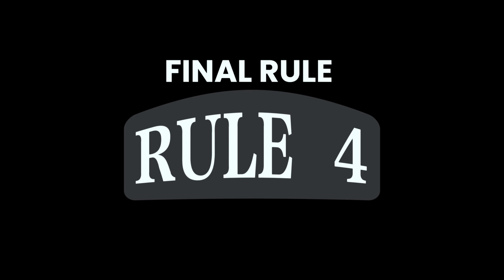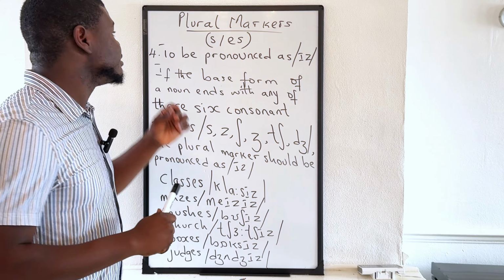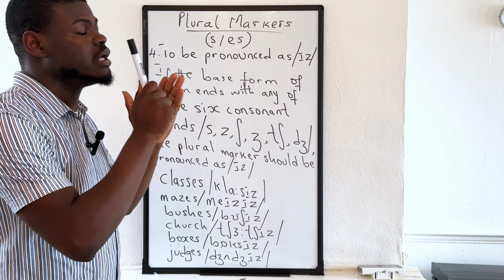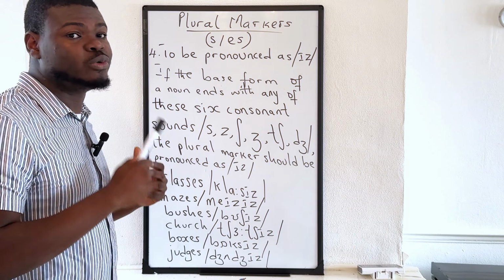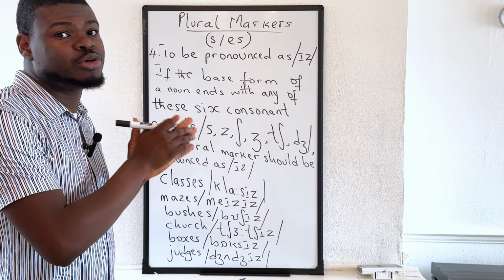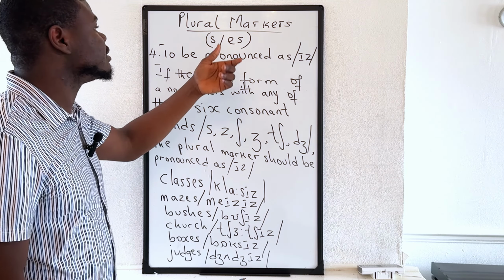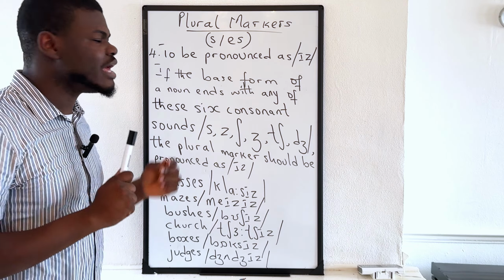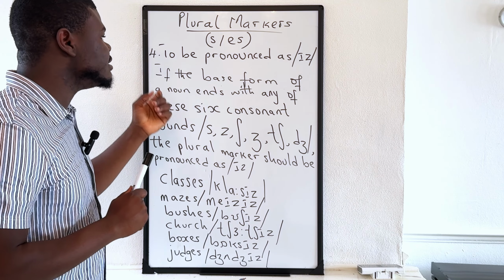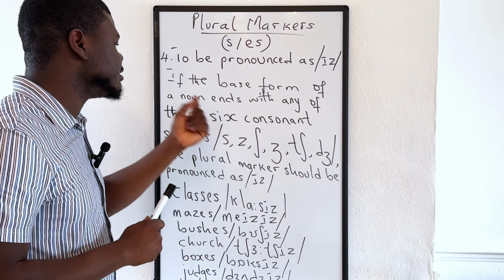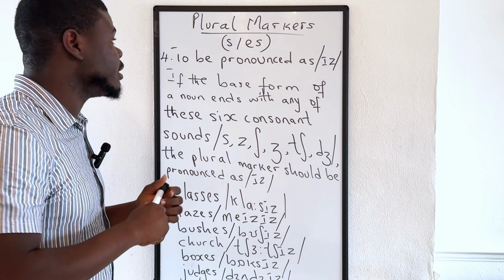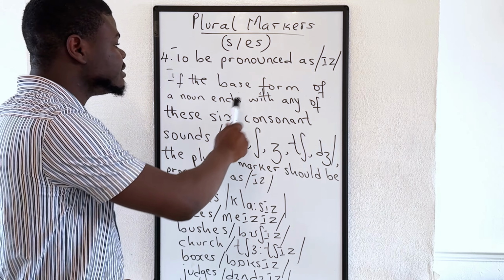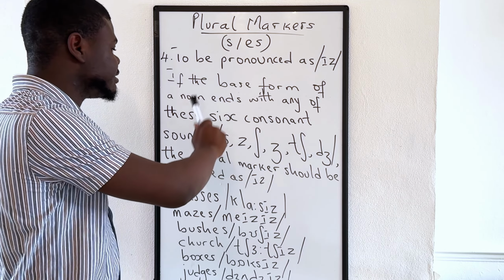The final rule, rule number 4, states that to be pronounced as iz, that means you're adding an extra syllable to the initial syllable you've got. If the base form of a noun ends with any of these 6 consonant sounds. I'll go over that again. If the base form of a noun ends with any of these 6 consonant sounds.